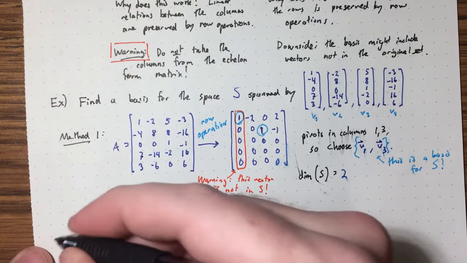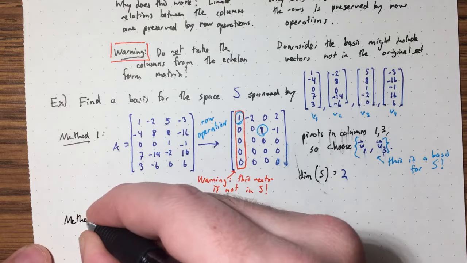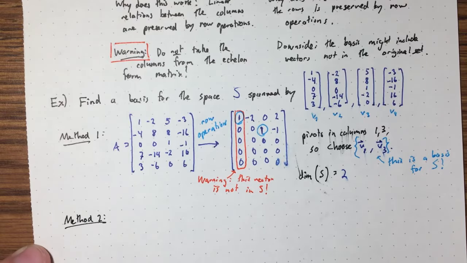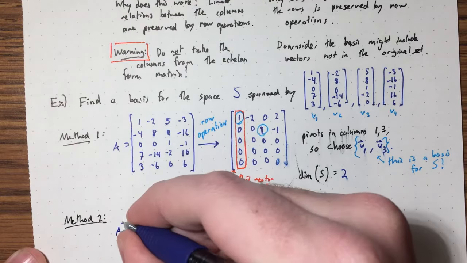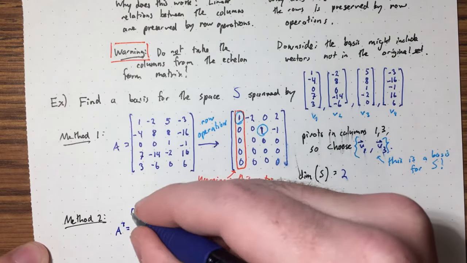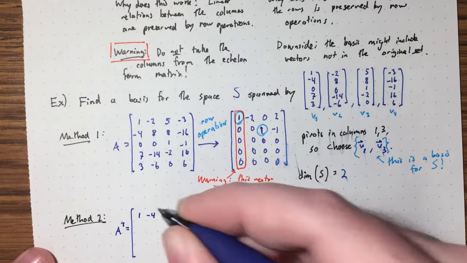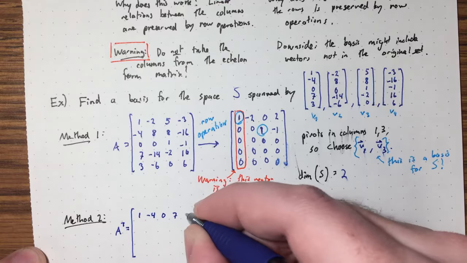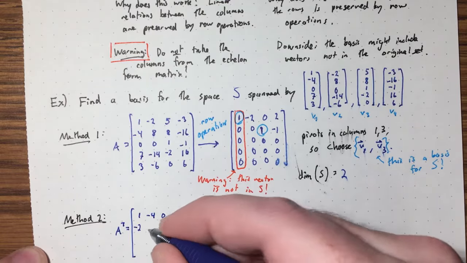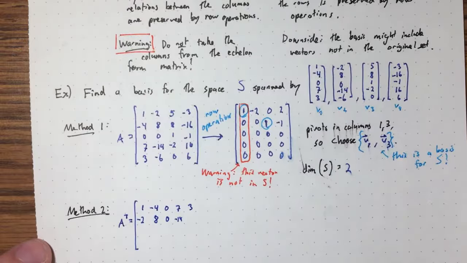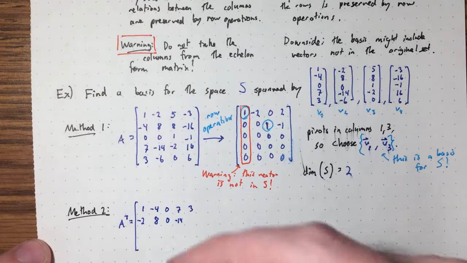Okay, let's look at method 2 really quick. All right. So again, I did most of the work ahead of time, but let me say what matrix we're going to look at. We're going to look at the transpose this time. So 1, minus 4, 0, 7, 3, minus 2, 8. Remember what the transpose is? The columns become rows and vice versa.